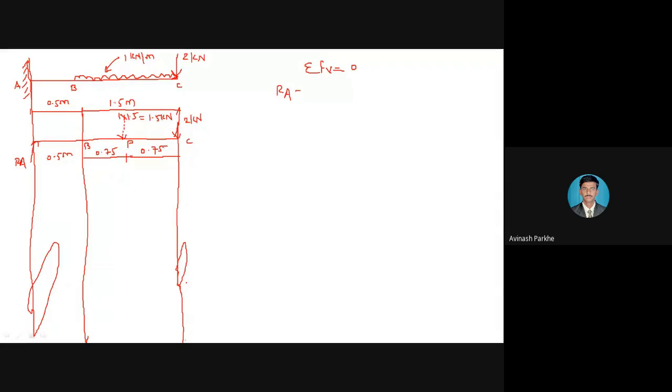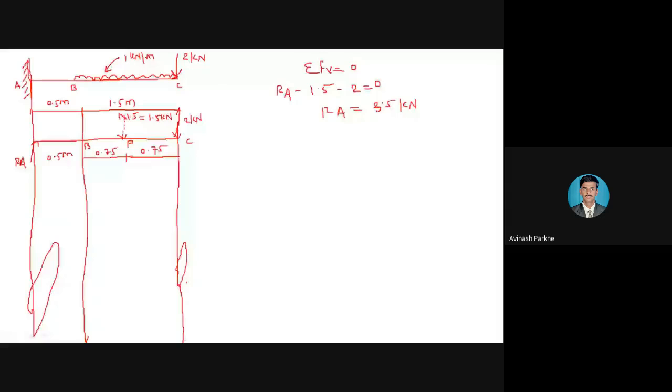Now summation of vertical forces: RA is the reaction which is moving in the upward direction. This UDL converted into the point load is moving in the downward direction, therefore 1.5, and one more point load is there, moving in the downward direction, therefore 2, is equal to 0. And directly you will get the reaction RA is equal to 2.5 kilonewton. Sorry, 3.5 kilonewton. So this is the reaction RA we have calculated.